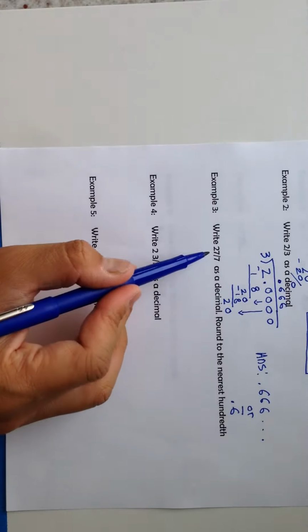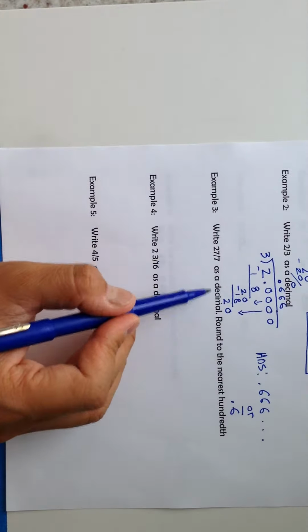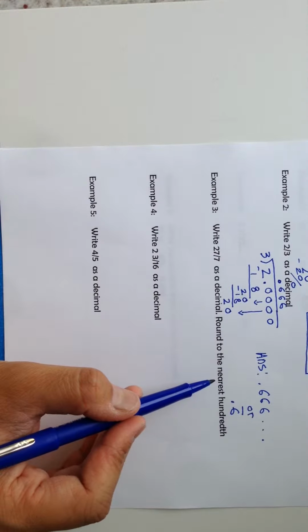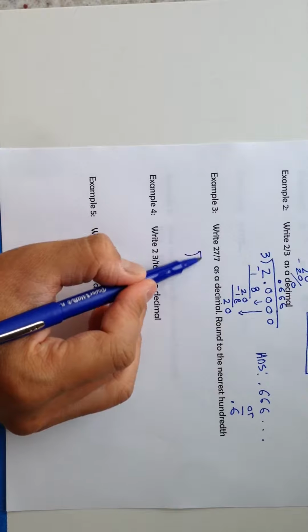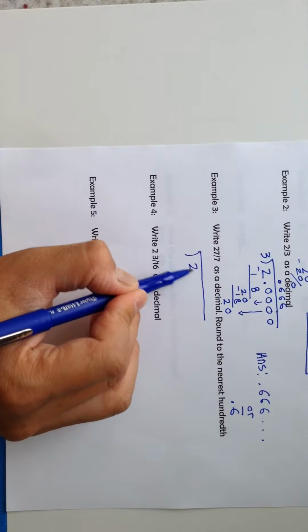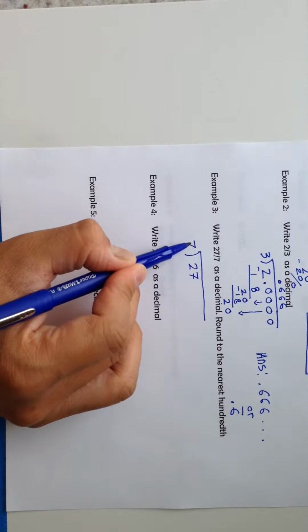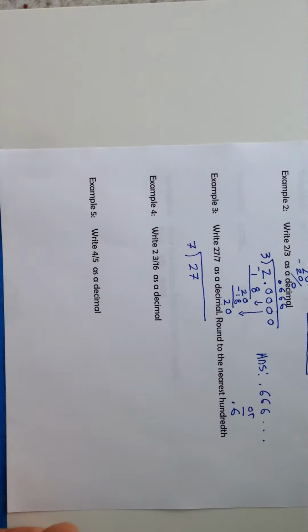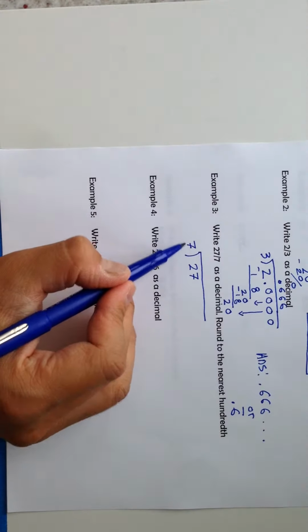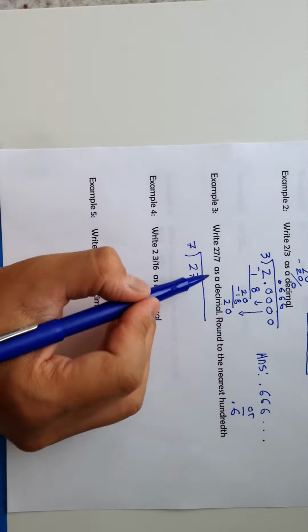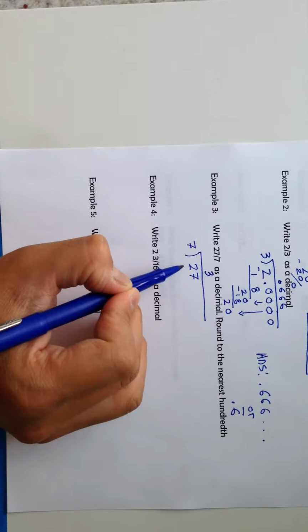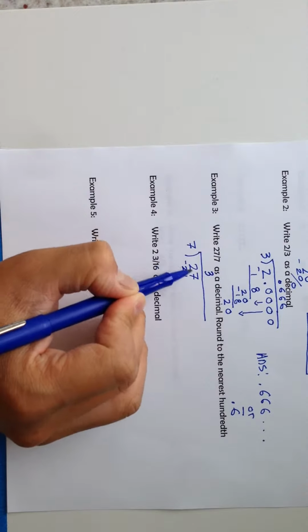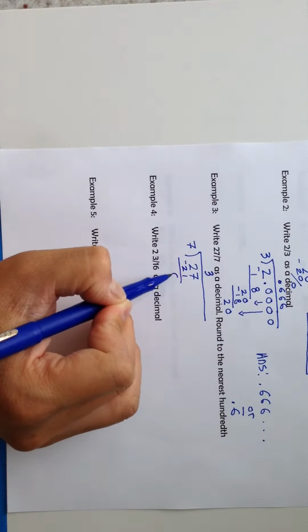All right, write 27 over 7 as a decimal. We are going to go ahead and set this up. 27 divided by 7. All right. 7 is going to go into 27 3 times. 3 times 7 is 21. Subtract, I have a remainder of 6.